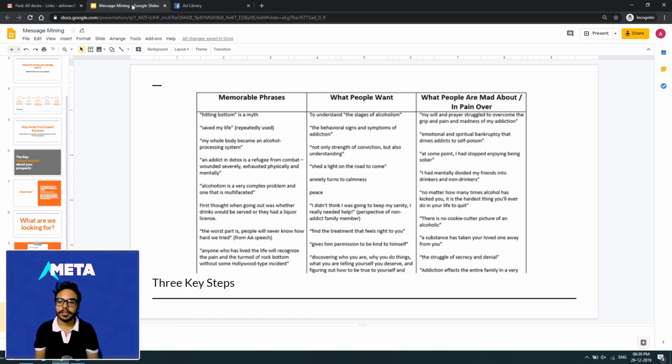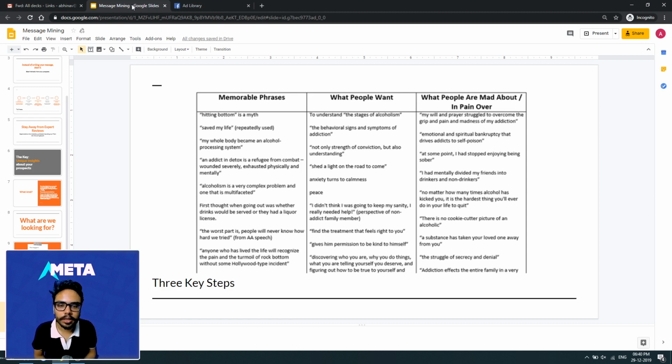Some memorable phrases are: hitting bottom is a myth. Hitting bottom, as in, you only grab a drink when you've hit bottom in life, which is actually a myth. Someone who might have cured his addiction might have said that. Then, saved my life. Then, my whole body became an alcohol processing system. These are memorable phrases. People have termed their problem in a very unique way, given a new point of view to the whole thing. And these are the phrases that you can use to reach out to them again.